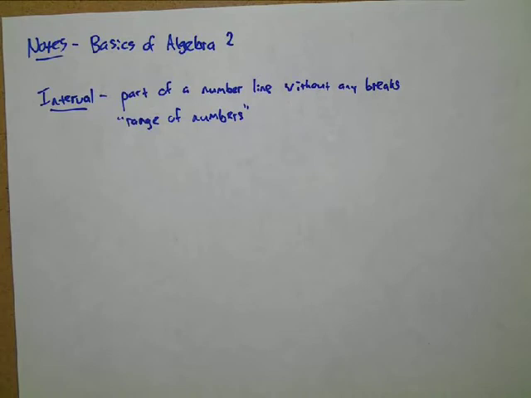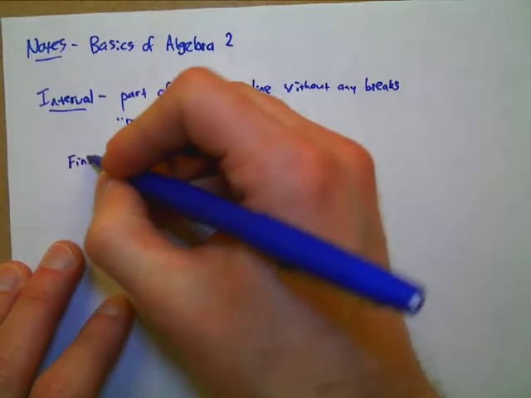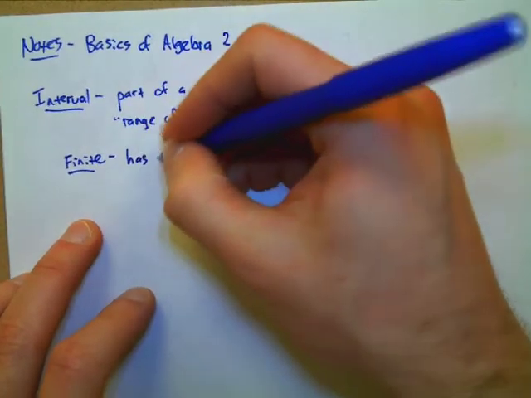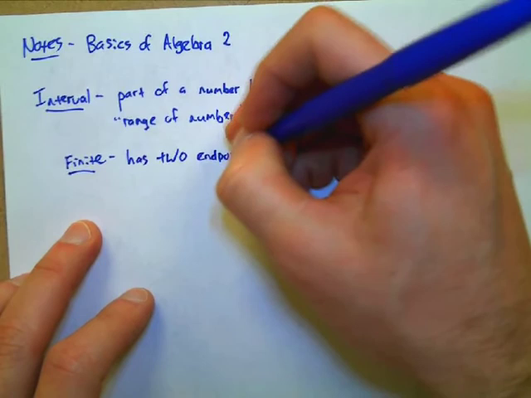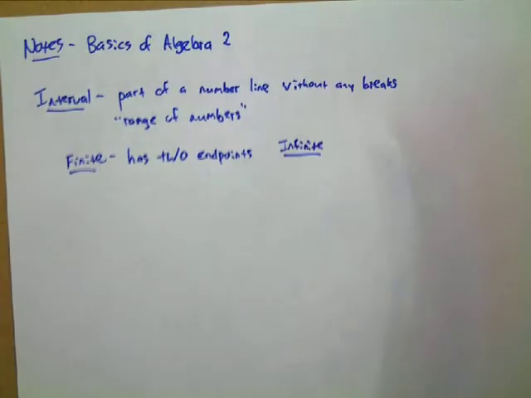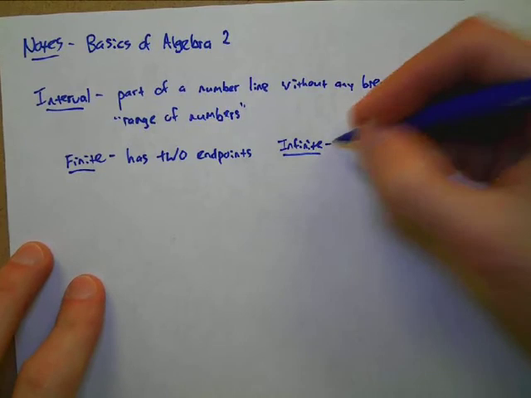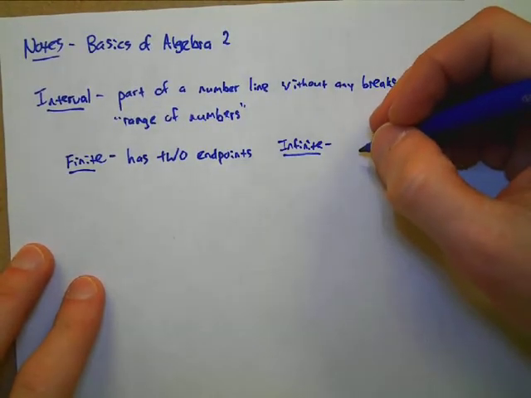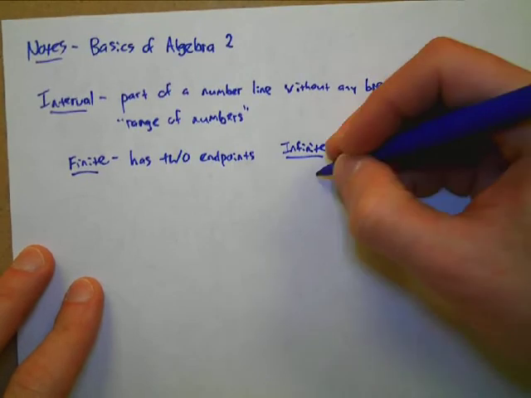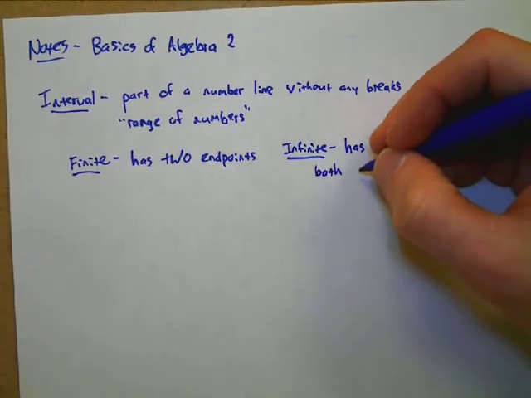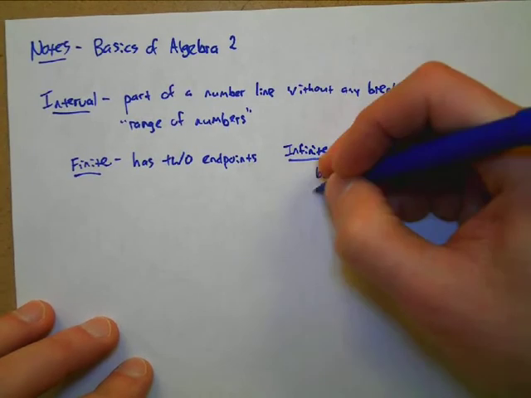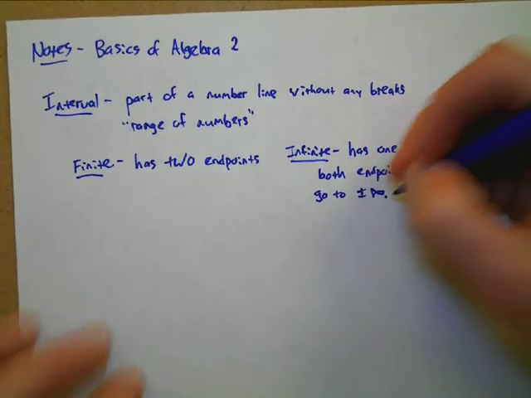Okay, and then these intervals can be finite, which just has two endpoints. Okay, or infinite. Okay, infinite, which has one or both endpoints that go to infinity, or I should say plus or minus infinity, because it could be positive or negative infinity too. Okay, so plus or minus infinity.